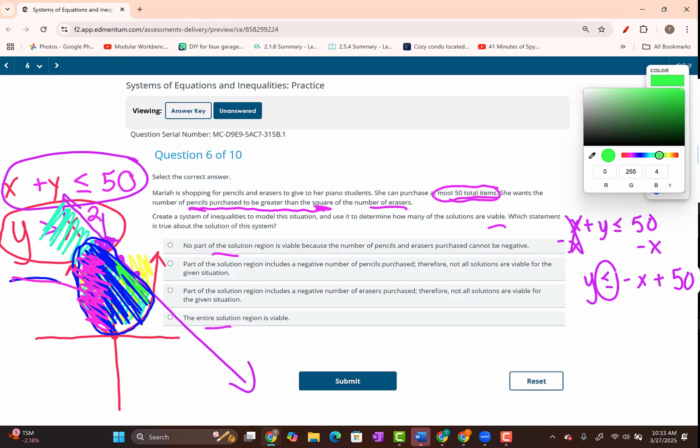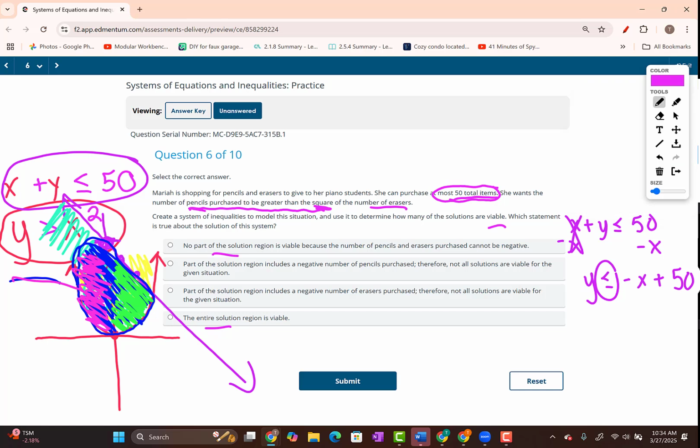The green is okay because this is where the x and y coordinates are both positive, and that's what we want. We want a positive number of pencils and erasers sold. The pink is not okay because we've got a negative amount of some item there. So then the question ultimately is, when x is negative, and we should have recorded this at the very beginning, what does x represent in this problem? Does it represent pencils or erasers?